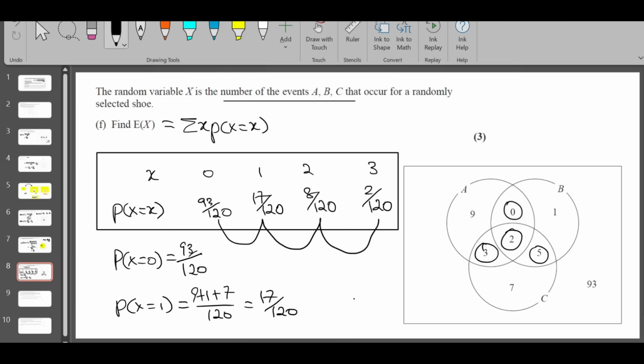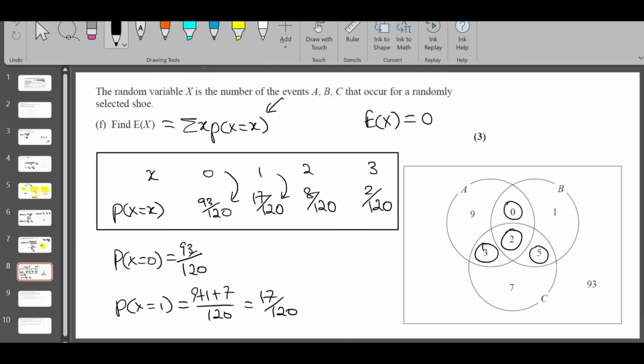So here if you check, you get 120 by 120. Total is 120 by 120. So the answer is 1. Now we got the probability distribution table. Let's find E of X. We need to take X and multiply by the probability. So E of X is, the first one becomes 0.